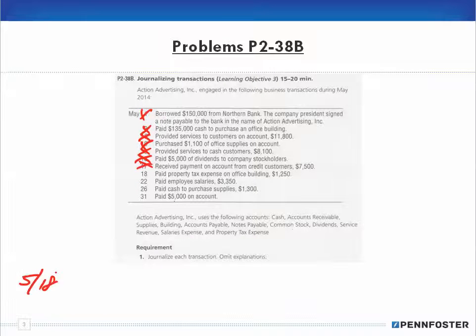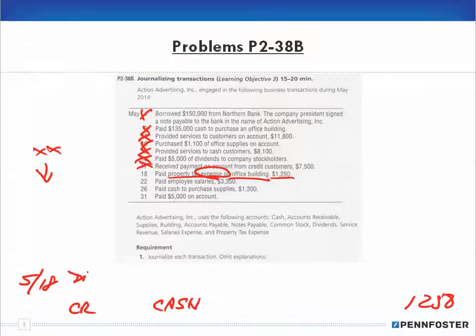And so for 518, it says paid property tax expense, keyword expense, on office building for $1,250. Well, am I affecting cash? Yes, because I'm paying out $1,250 for the expense. My cash is decreasing, so I know I have to credit cash for $1,250, and debits have to equal credits, so I debit something else, and it's property tax expense. When I look at my expenses, I see my property tax expense account, and I debit that for $1,250. That's that entry.